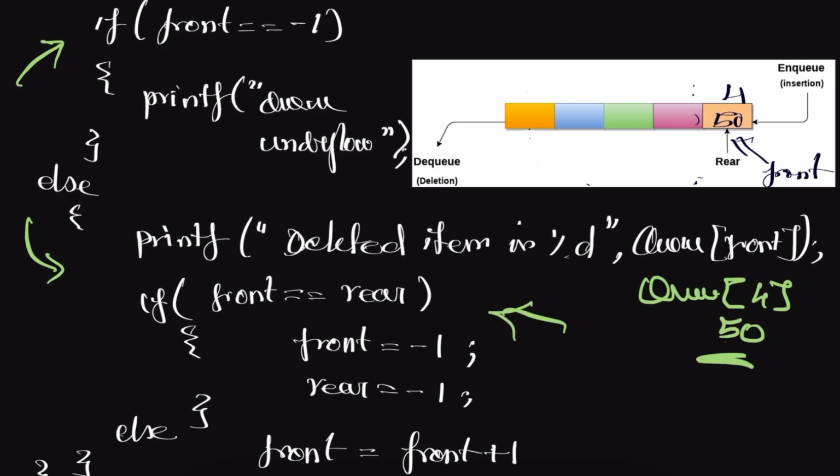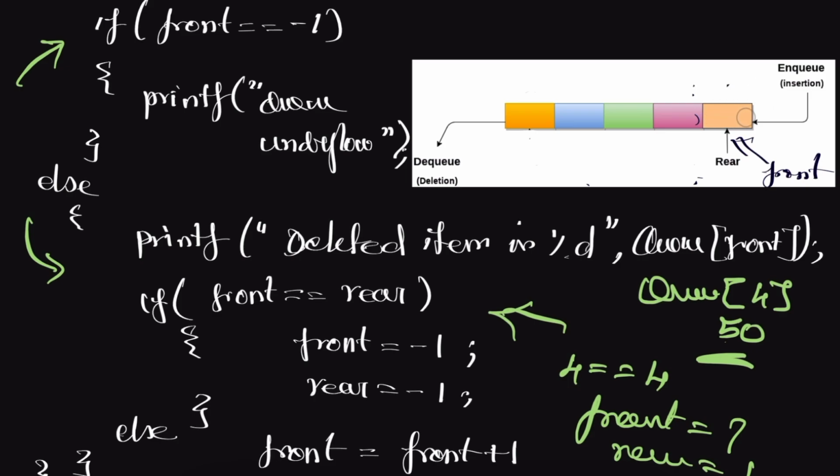If front is equal to rear, yes, of course, both indexes are pointing to 4, so 4 is equal to 4. The condition becomes true. Once the statement is executed, both indexes are set to front equal to -1 and rear equal to -1, and the deleted element will be removed from the screen, and now both indexes are pointing to -1. And this is the way we do the enqueue and dequeue operations on the queue.